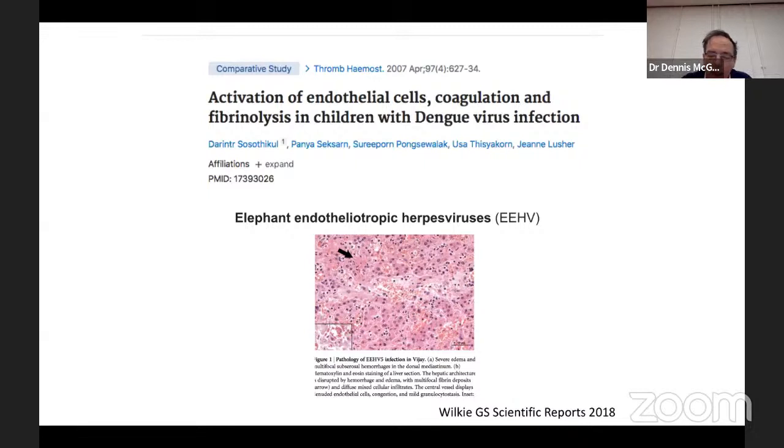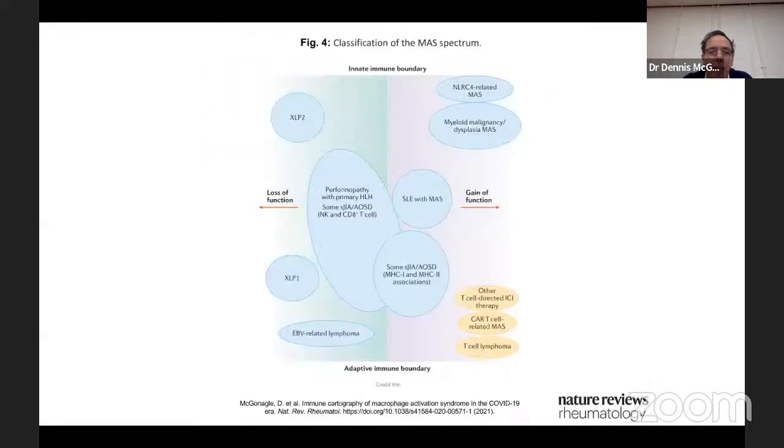So I guess what I'm emphasizing here is you have to come down, identify your pathogen, and identify the primary cell type and the immunopathogenesis. So to finish up, Ram and I and Charlie, we said, well, the MAS phenotype is along an innate to adaptive spectrum, and it can be loss or gain of function.